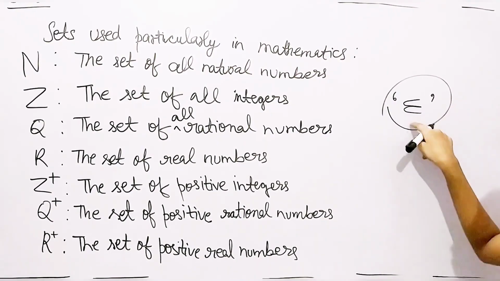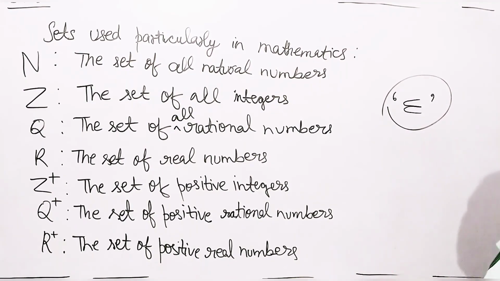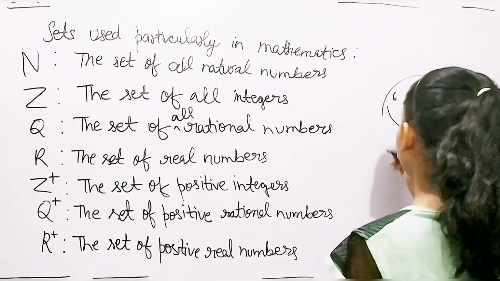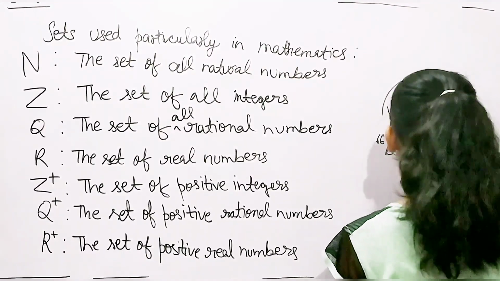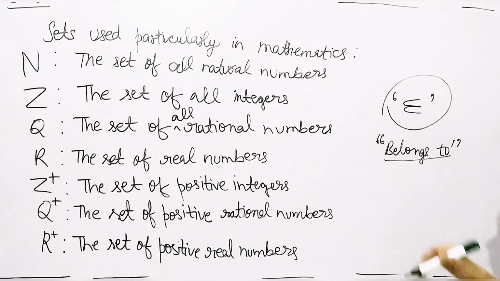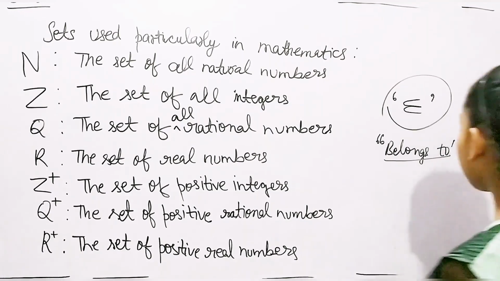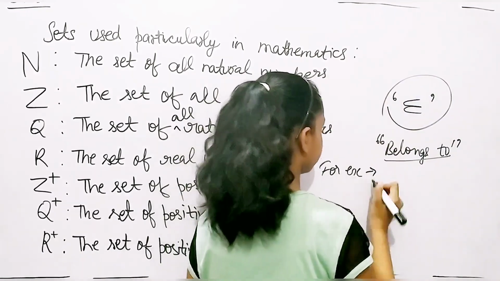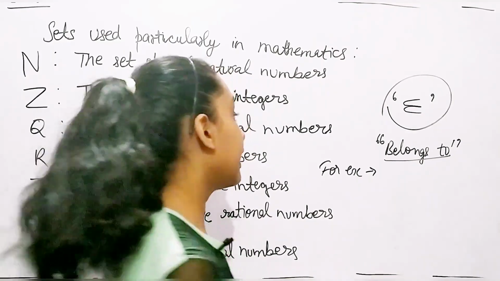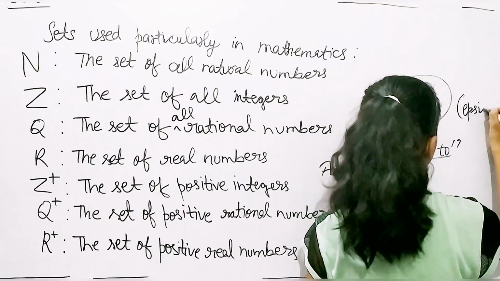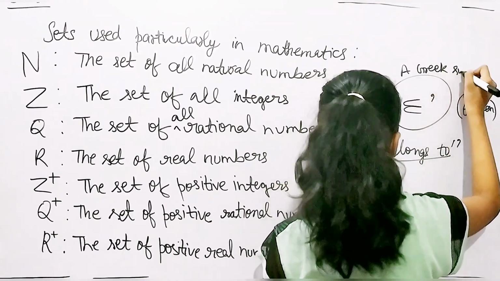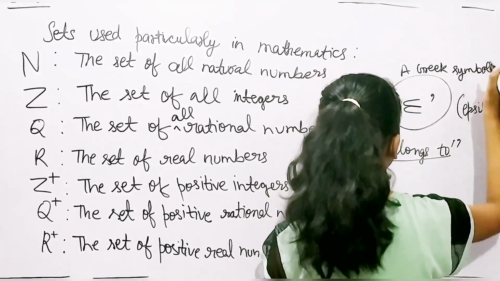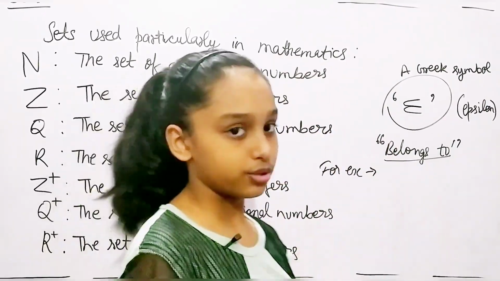This is actually a Greek symbol, which is known as epsilon. Epsilon, in the Greek language, which basically means belongs to. So this Greek symbol is usually used in sets. Now let me tell you how. Let's take an example. Also remember it is epsilon, and it is a Greek symbol. These are some small things that you'll always remember, I think.